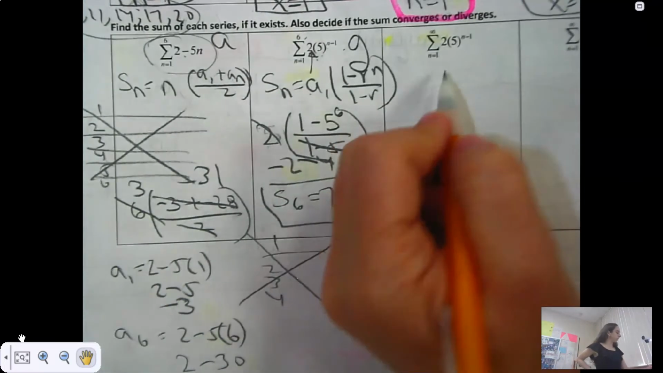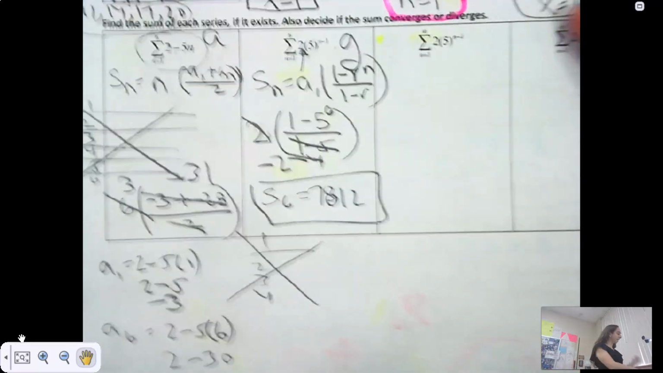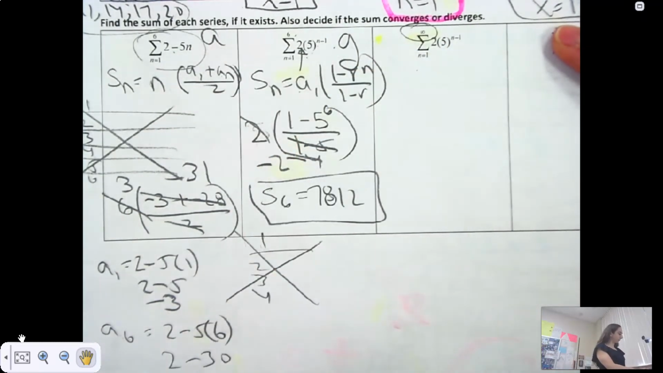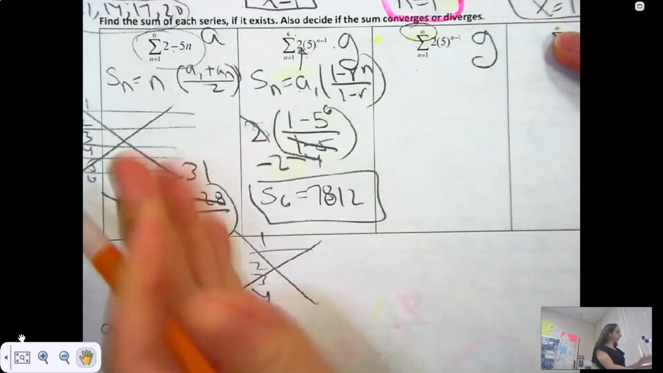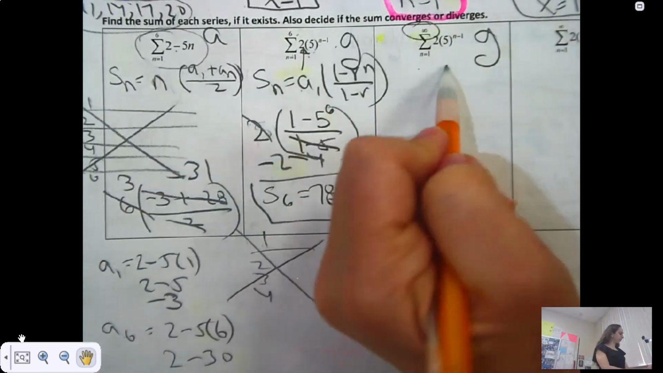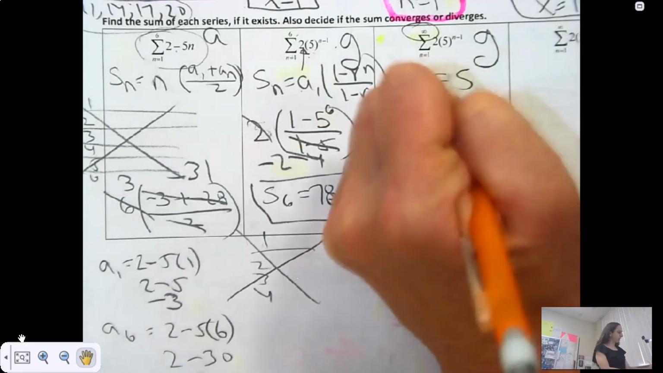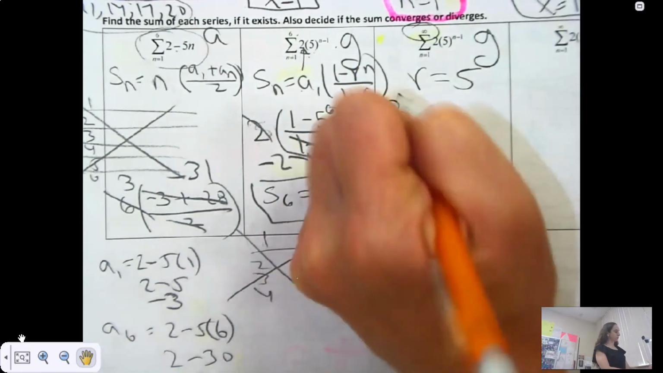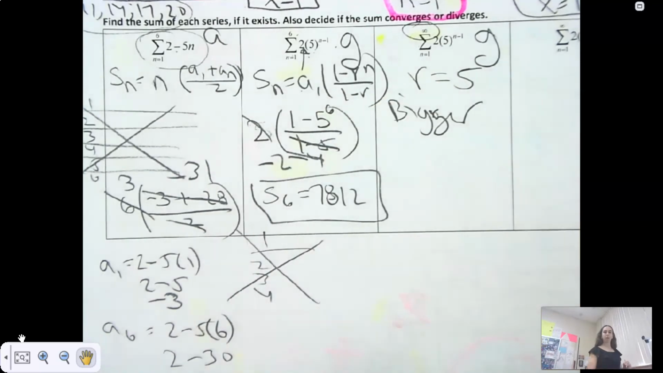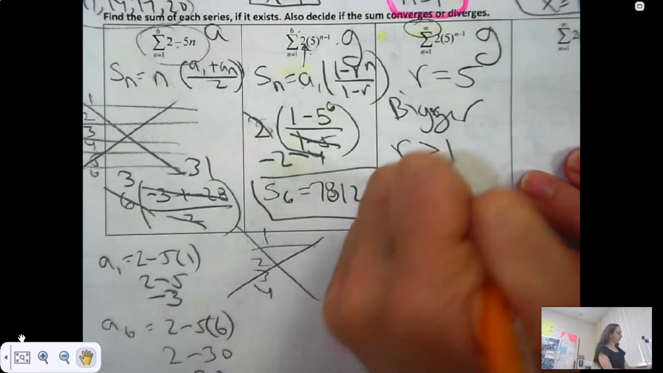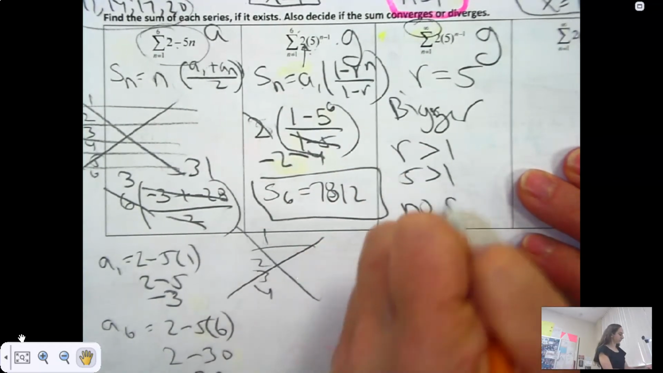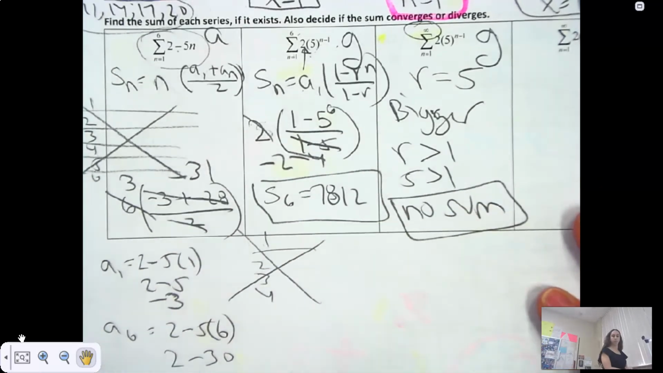All right, let's look at this one. This one is saying, hey, it's the same thing, but this time it's infinite. So it's still geometric, but this time they want to know the sum of the infinite numbers. But if the ratio is 5, that means the numbers are getting bigger and bigger. How do you find the sum of things that are getting bigger and bigger and bigger? You can't quantify that. So because the ratio is greater than 1, there is no sum.